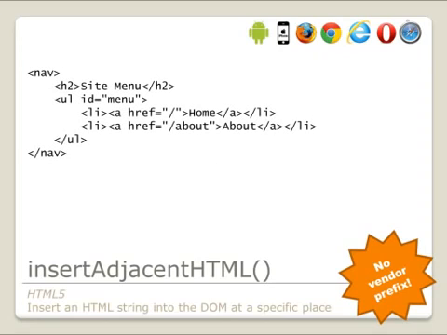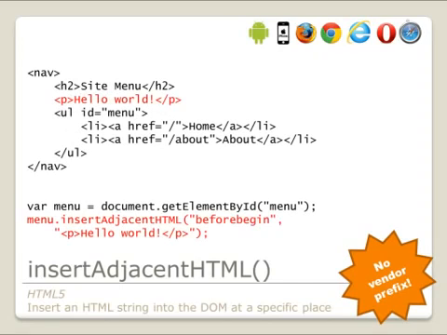Now, to give you a better idea about those various locations, consider this piece of HTML. It's just a simple site menu with navigation. So if I get a reference to that menu, the UL element, and I say insert adjacent HTML beforebegin, that inserts the HTML before the menu element. So before the beginning of that UL is where that HTML is going to be inserted. Beforebegin is short for before the beginning of this element.